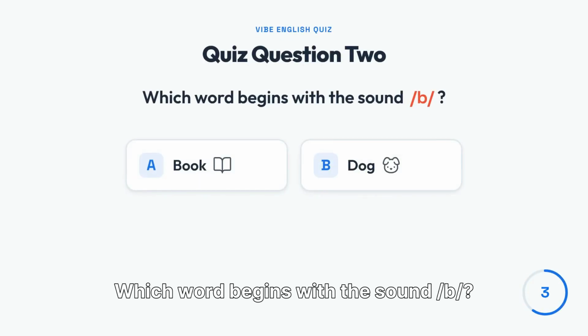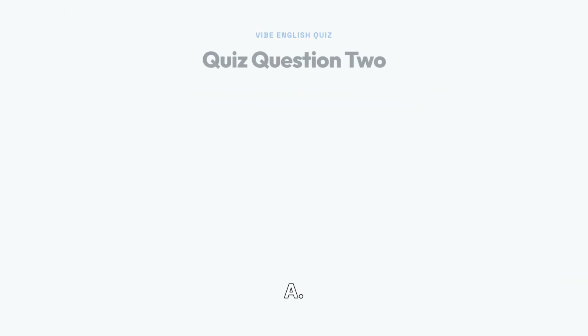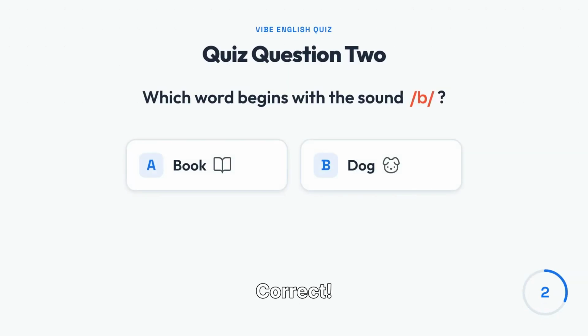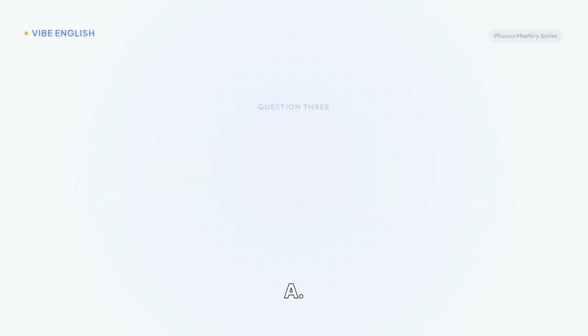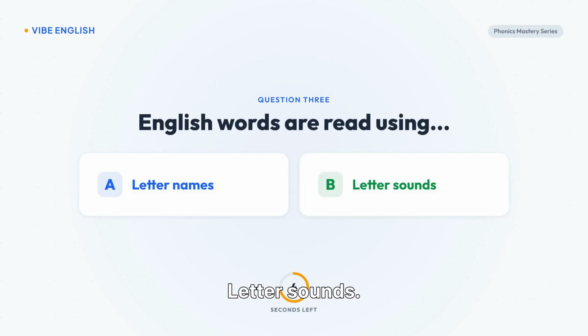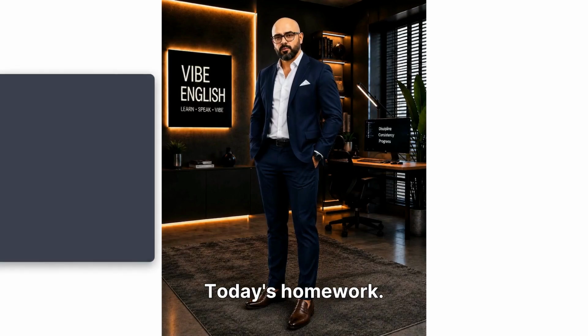Question 2. Which word begins with the sound B? A, book, B, dog. Correct, book. Question 3. English words are read using A, letter names, B, letter sounds. Correct, letter sounds. Fantastic.